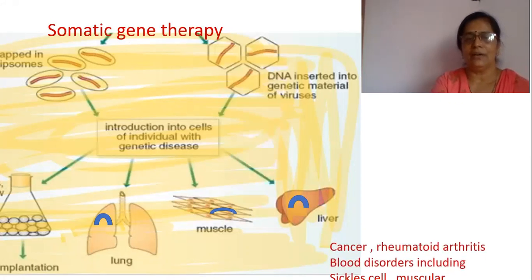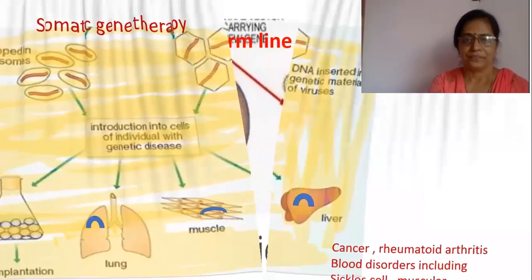Somatic gene therapy is used in cancer, rheumatoid arthritis, blood disorders, as well as sickle cell anemia and muscular dystrophy. In such cases, somatic gene therapy is used.